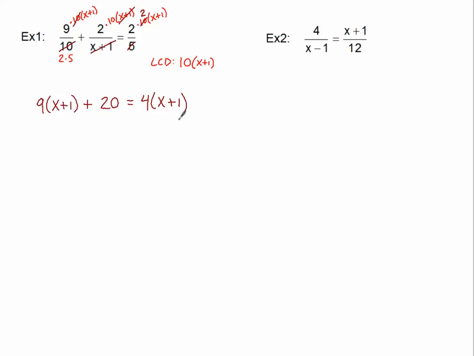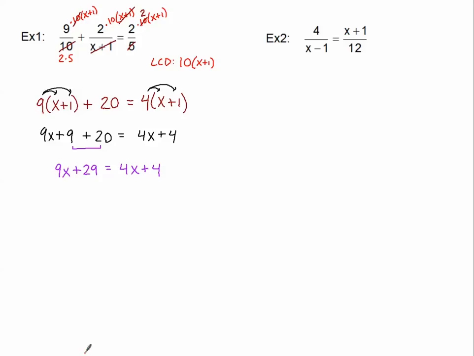I'm going to need my distribution skills, so I'll distribute the 9 and I'll have 9x plus 9 plus my 20. I will also distribute my 4. I'll have 4x plus 4. Now there's no parentheses. Let's gather our like terms. I actually have 29 here, so this is 9x plus 29. And the 4x plus 4.